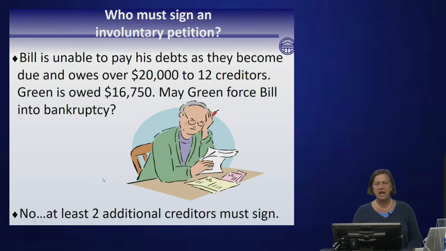All right, so here's a hypothetical. Who must sign the petition? This is an involuntary bankruptcy case. Bill is unable to pay his debts as they become due, and he owes over $20,000 to 12 creditors. Green is owed $16,750. May Green force Bill into bankruptcy? And the answer, of course, is no, since there are 12 or more creditors. At least 2 additional creditors must sign the petition.